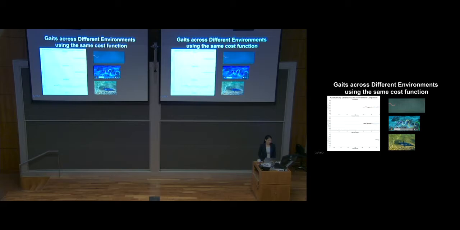We can look at the curves, which are bigger than in the dry friction environment. The most obvious one is in the fluid dynamics, versus Selman. The tail is the key part to propel the body. The head doesn't move that much.